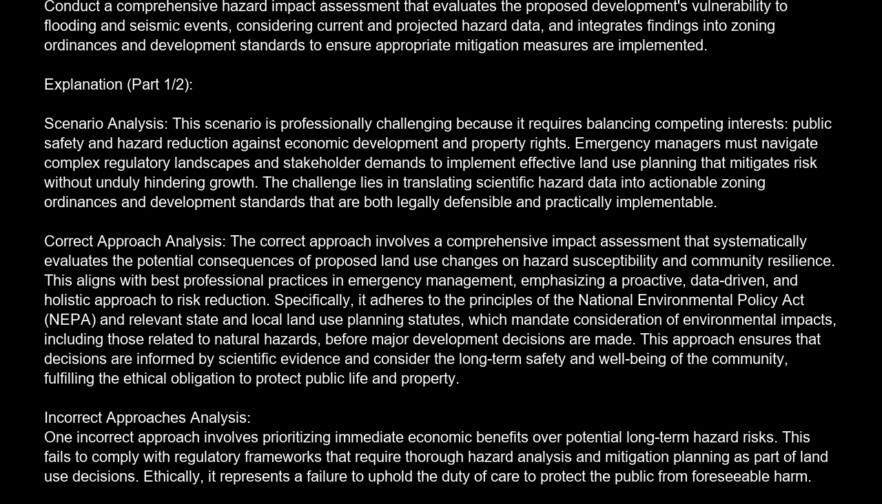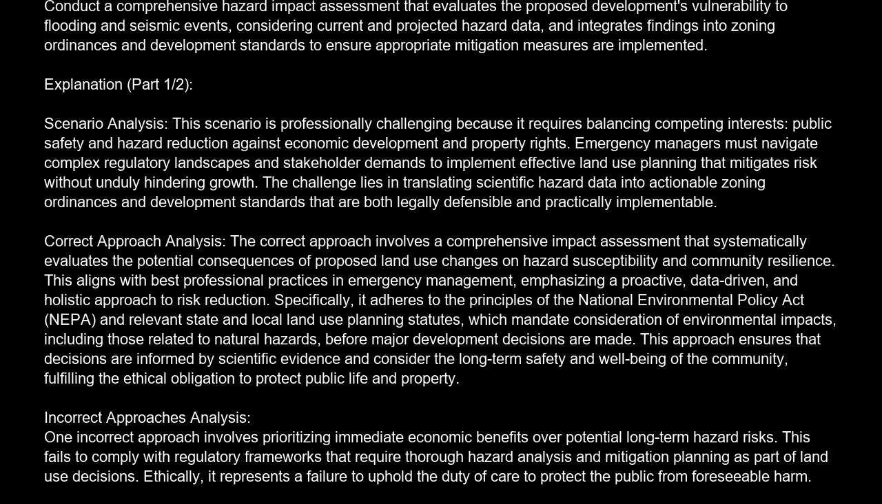Correct approach analysis. The correct approach involves a comprehensive impact assessment that systematically evaluates the potential consequences of proposed land use changes on hazard susceptibility and community resilience. This aligns with best professional practices in emergency management, emphasizing a proactive, data-driven, and holistic approach to risk reduction.